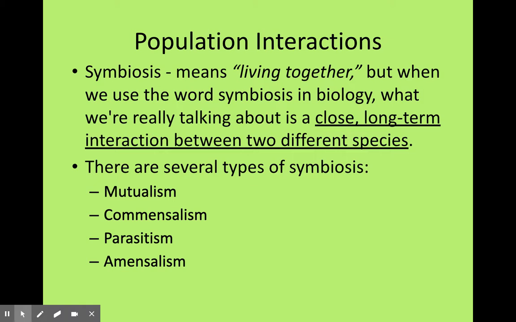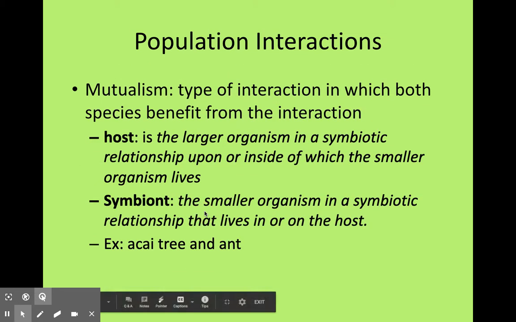Symbiosis means living together. But when we use that word symbiosis in biology, what we're actually talking about is a close, long term interaction between two species. There are several types of symbiosis. There's mutualism, commensalism, parasitism, and amensalism. Sorry, I had to get my brain together to say that. So let's start with mutualism.